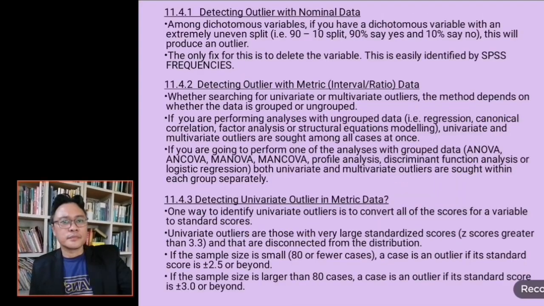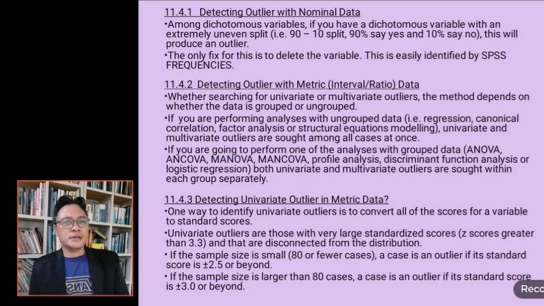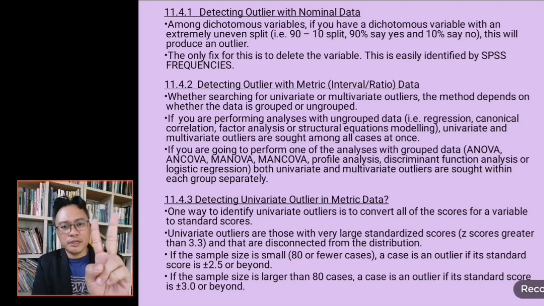Alright. Okay, detecting outlier with nominal data among dichotomous. Dichotomous ni maknanya dua. Yes, no, dua. Dia adalah pasangan dichotomous, dia dua. Among dichotomous variables, you have a dichotomous variable with an extremely uneven split as 90-10, 90% say yes and 10% say no. This will produce an outlier. Okay. The only fix for this is to delete the variable. So like I just said before, delete. This is easily identified by frequencies.